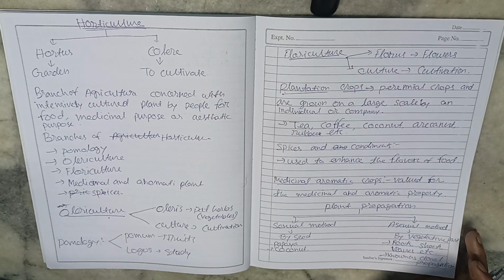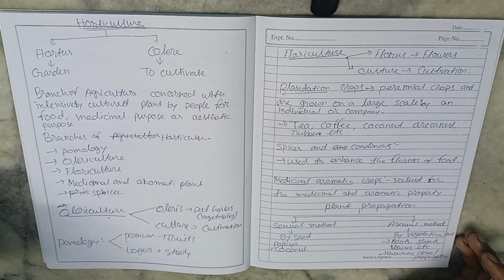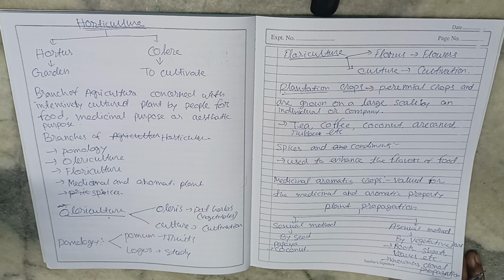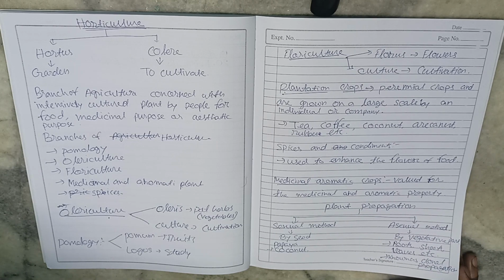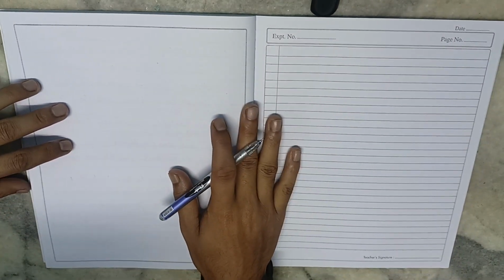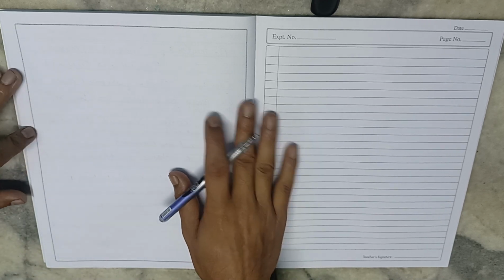On the contrary, in the asexual method we do not use the seed, instead we use any other part of the plant. This part can be the stem, or the roots, or the leaves. Okay. So when those parts are used for the propagation of a plant, it is called the asexual method. Now here, when we use the stem or the root or the leaf of the mother plant, only one plant is involved in the propagation purpose.